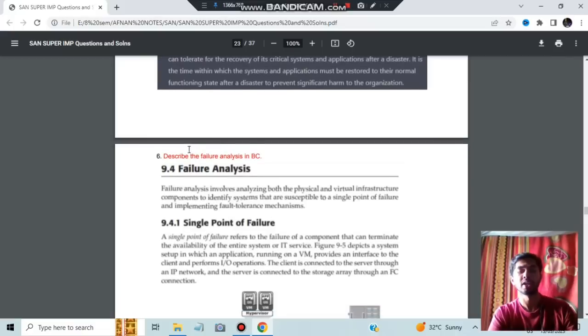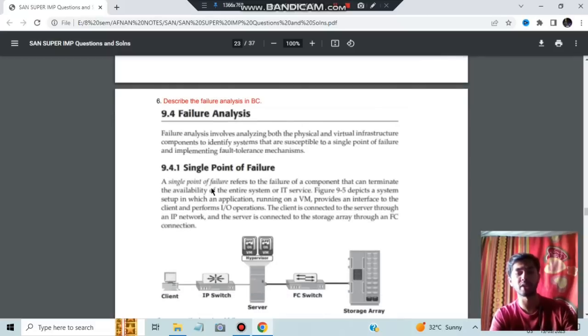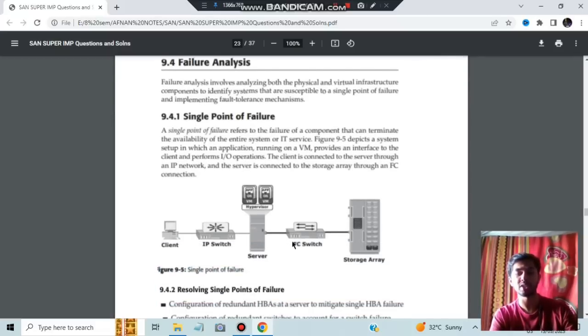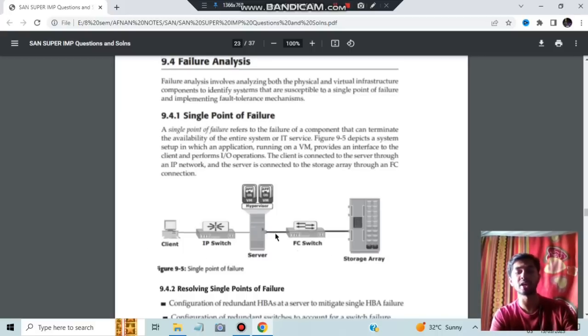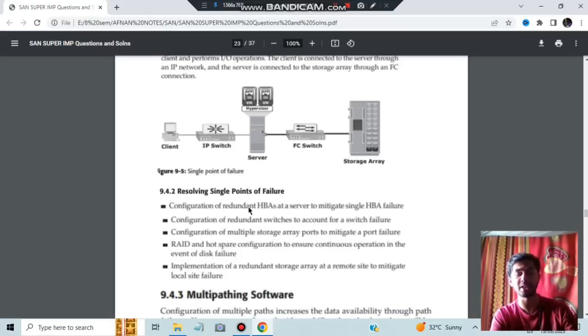Describe the failure analysis in BC. There are two types of failure: single point failure and multiple point failure. In a single point failure, if any of the system shuts down, the whole system will shut down because there is just one link. To cope with this, you can have multiple links. You can configure redundant HBAs, configure multiple storage systems, RAID and hot spare, and use different types of RAID. Implement a redundant storage array at the remote site to mitigate local site failure.